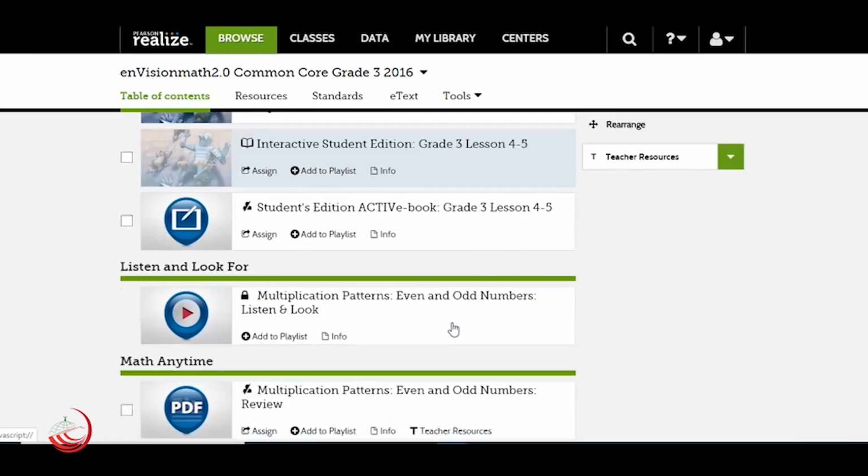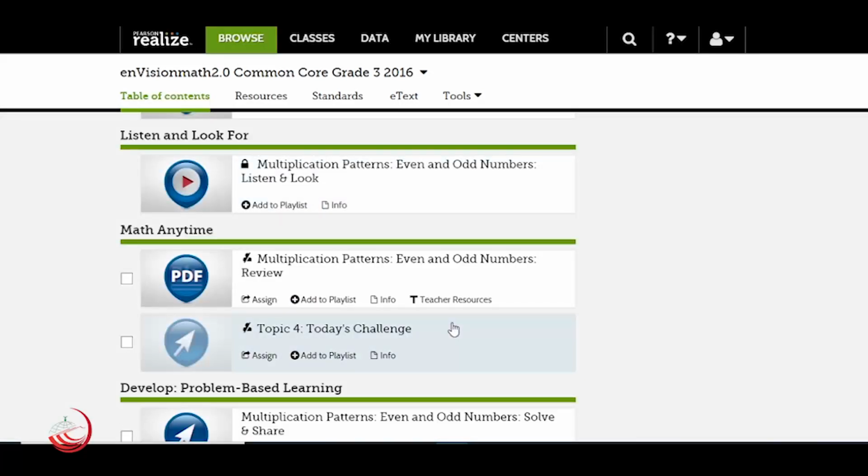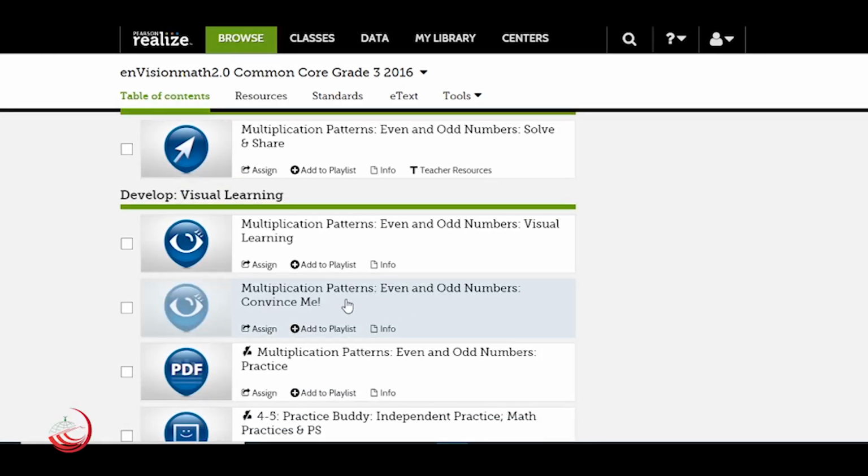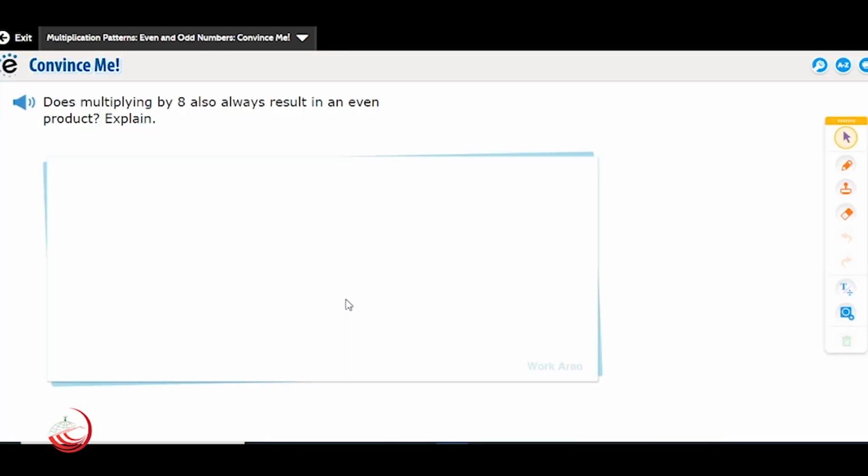Let's move to the last part on page 194, right here. Okay, it's for you to write. Does multiplying by 8 also always result in an even product? Explain. Does it or does it not?